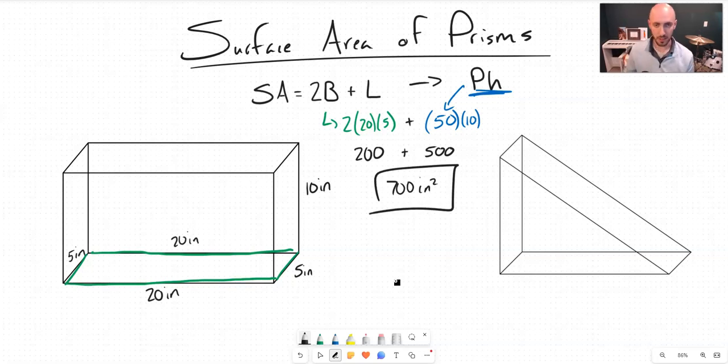So that's how we find our surface area using this formula. It is 2 times the area of the base plus the lateral area, and we can find the lateral area by taking the perimeter of the base and multiplying it by the height of the prism.